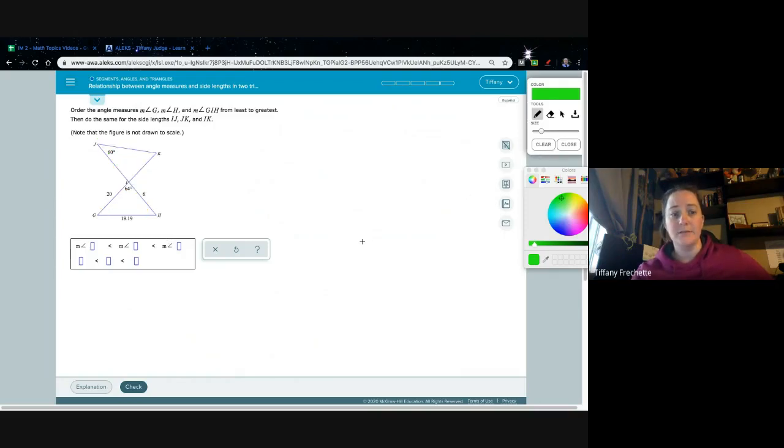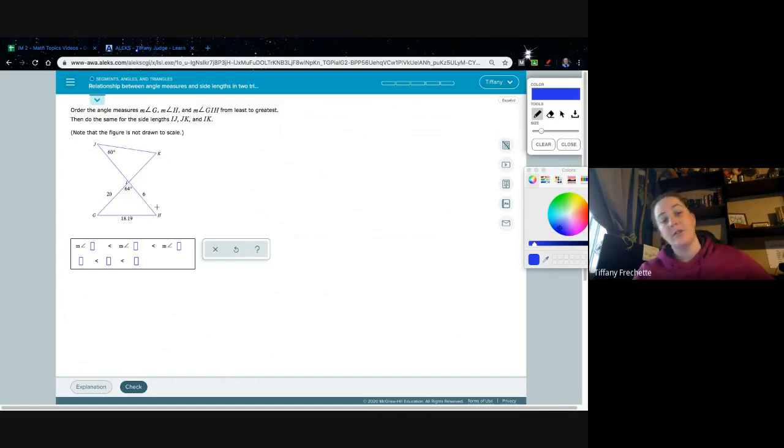Just like side lengths that are across from the angles, the triangle inequality theorem. I'm sorry, I'm saying this really funny. It works both ways. The greatest side is across from the greatest angle, and the greatest angle is across from the greatest side. So I can go back and forth either way.